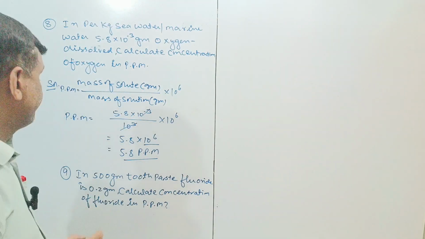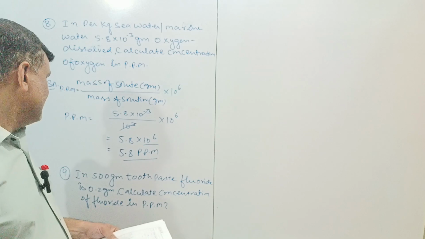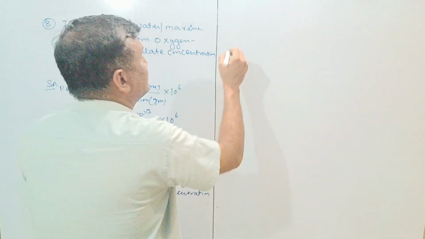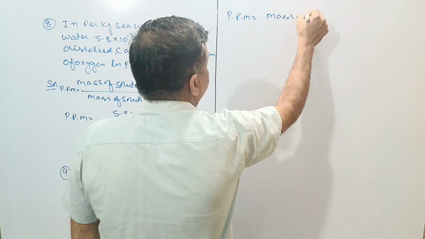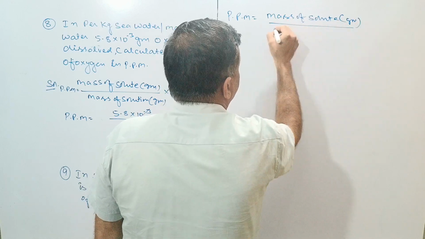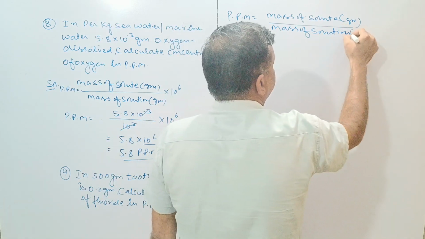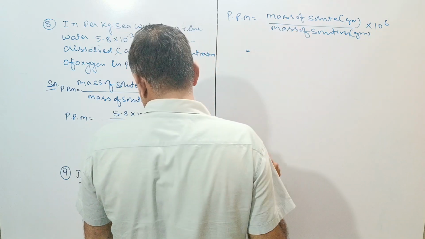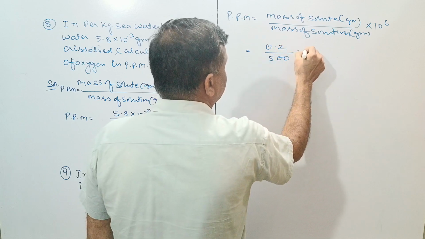The question is too easy. There is 500 gram toothpaste in which 0.2 gram fluoride is present, and you have to calculate its concentration in ppm. This is the ppm: mass of solute in gram upon mass of solution in gram, times 10 to the power 6. Mass of solute is given, 0.2 gram. This is 500 and this is 10 to the power 6.